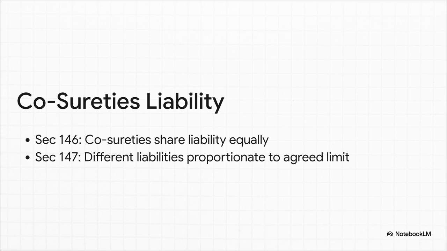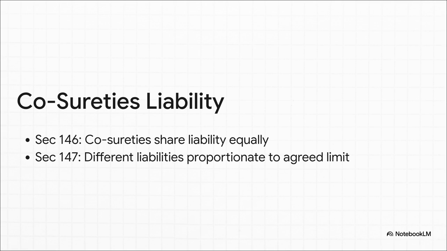Let me explain the strict mathematical difference in application here. Under Section 146, if 3 co-sureties guarantee a debt and there's no contrary contract in place, they bear the burden equally. Say the default is 30,000 rupees, they pay 10,000 each. Simple, right? However, Section 147 kicks in when sureties agree to distinct, separate financial limits. In that scenario, the contribution is proportionate to their maximum agreed liability. They basically share the burden mathematically, but only up to the limit of their respective guarantees.